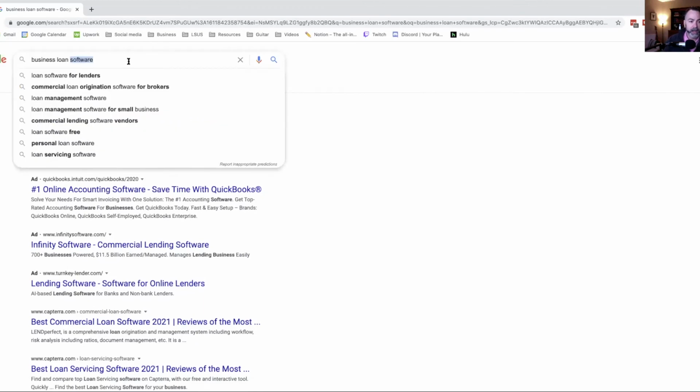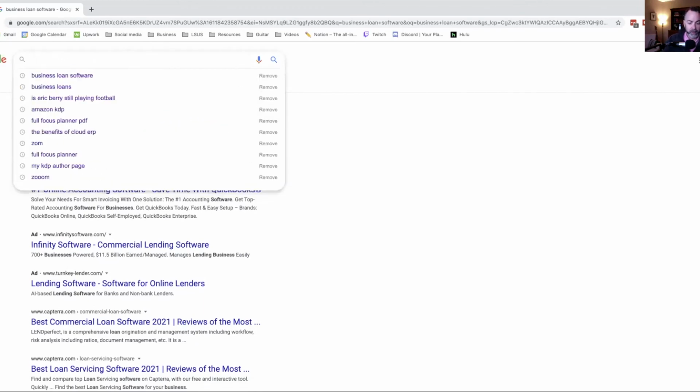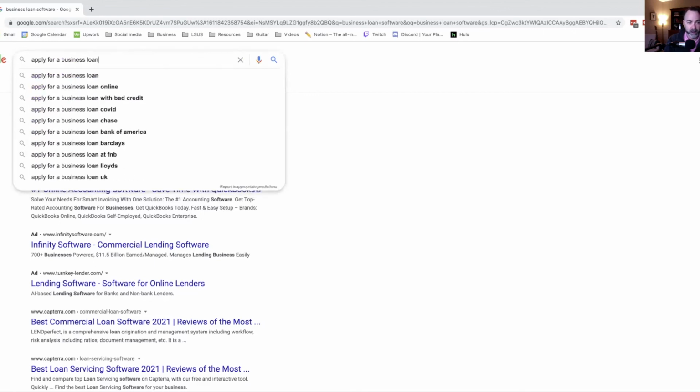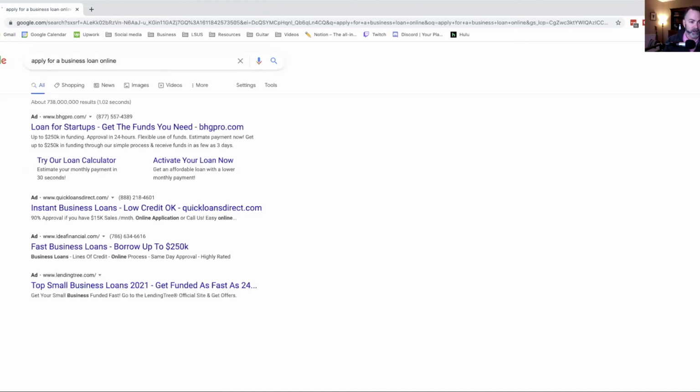So now let's get even more specific. Let's say apply for a business loan, and let's say online, since my model is going to be strictly online. We're not going to have branches, and I'm not going to have people. I'm just going to use software and process. This is what modern lenders are doing. Let's see what we get when we search these words.